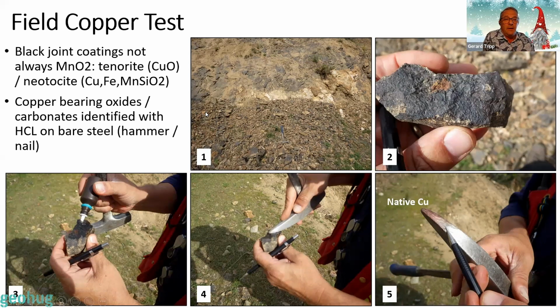Anytime you see black coatings like that, you've got to do the field copper test, and that's a pretty fun thing to do, and really useful for your mapping.